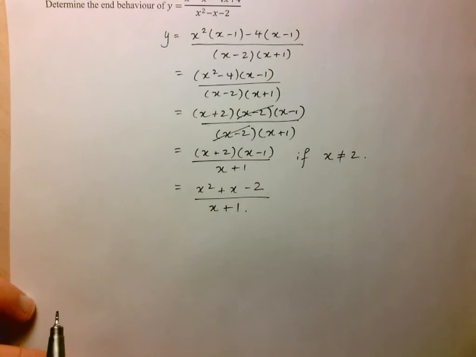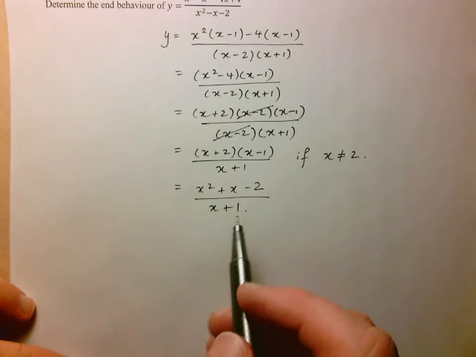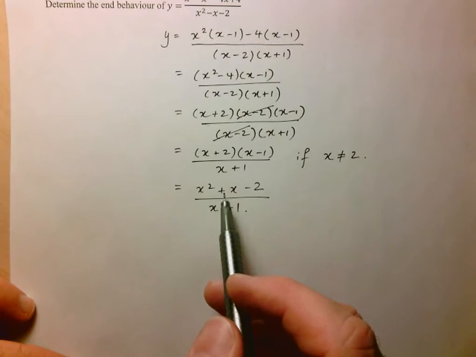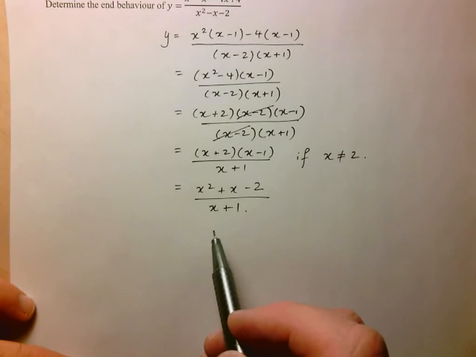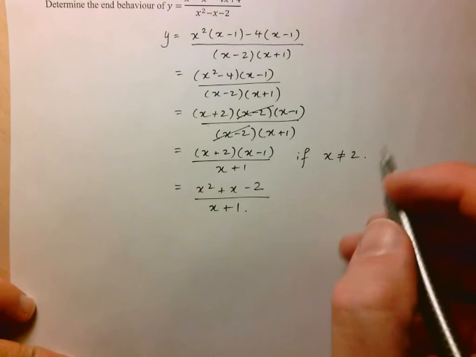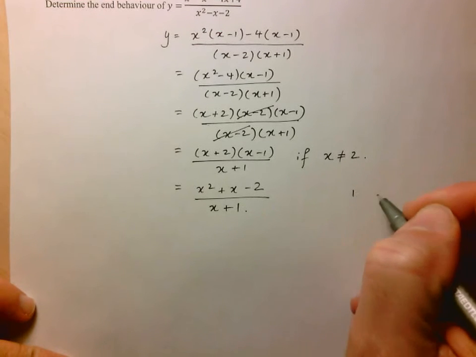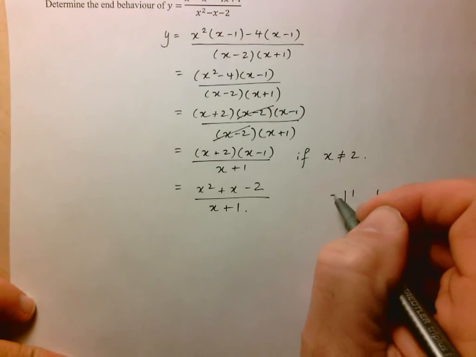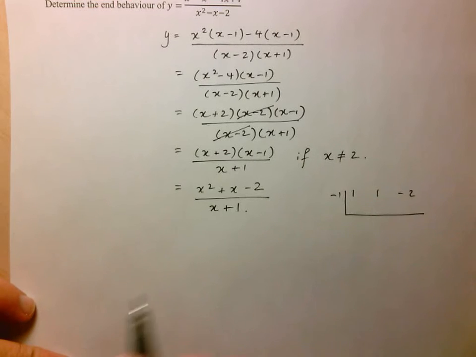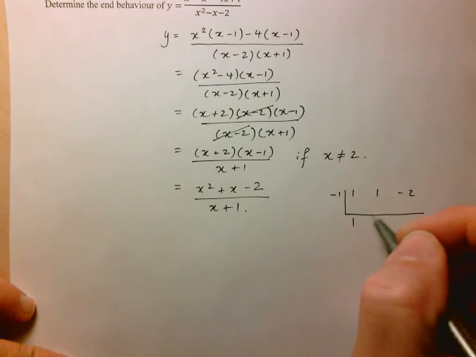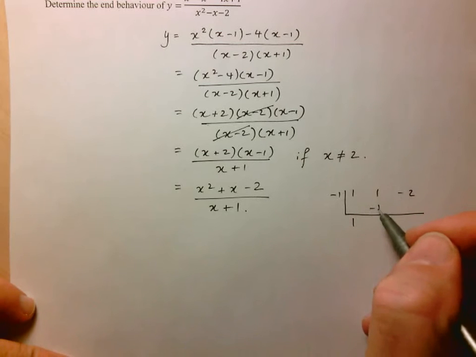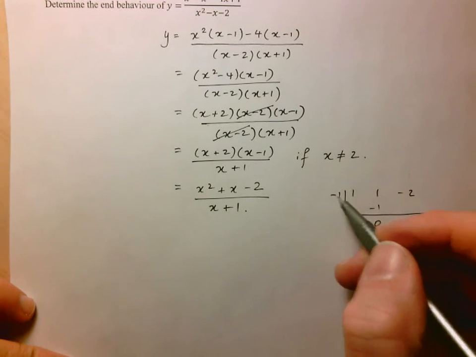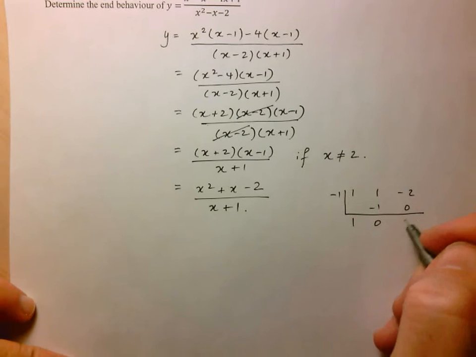Now, how do we justify that we're going to have a linear oblique asymptote? The first thing is to rewrite this as the quotient plus the remainder term. So we're going to divide this, and I'll use synthetic division. We've got 1, 1, negative 2, and we're dividing by x plus 1, so we've got our negative 1 on the outside. Bring down the 1, multiply by negative 1, 1 plus negative 1 is 0. Negative 1 times 0 is still 0, and so my remainder is just negative 2.